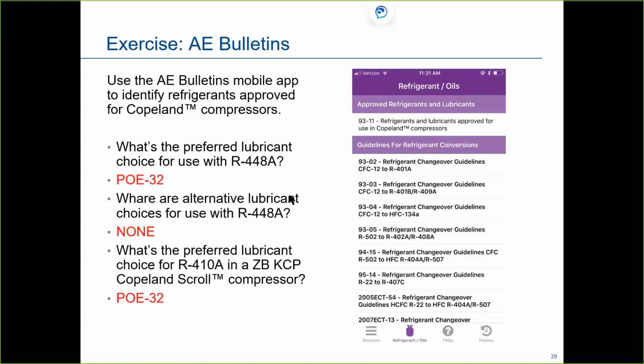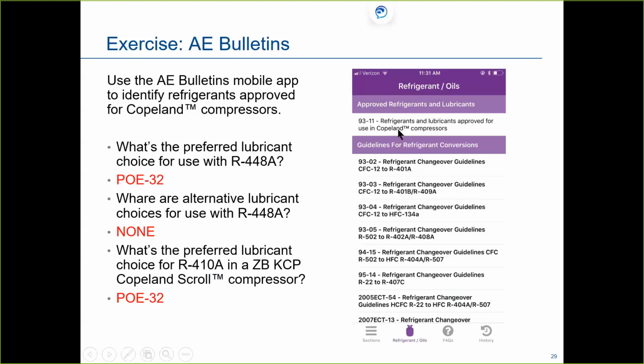But again, these are some of the things you can look up. Here's that tank of gas I was telling you about on the AE Bulletins. Once you hit that, you can touch on all these. Okay, this section is kind of like Google, if you will, for Copeland products. This tank of gas will tell you all about refrigerants.